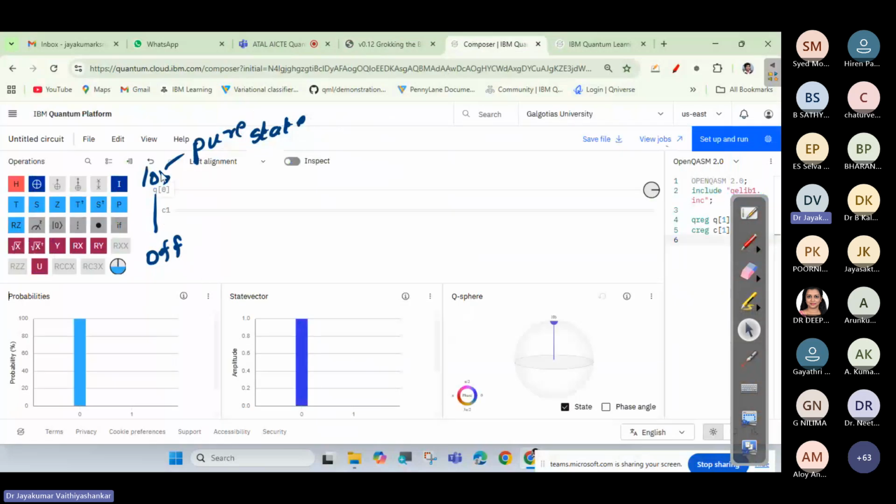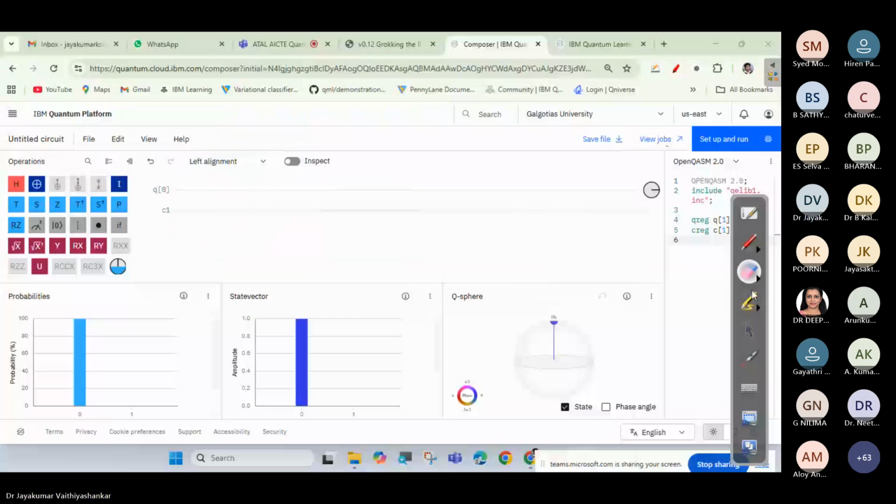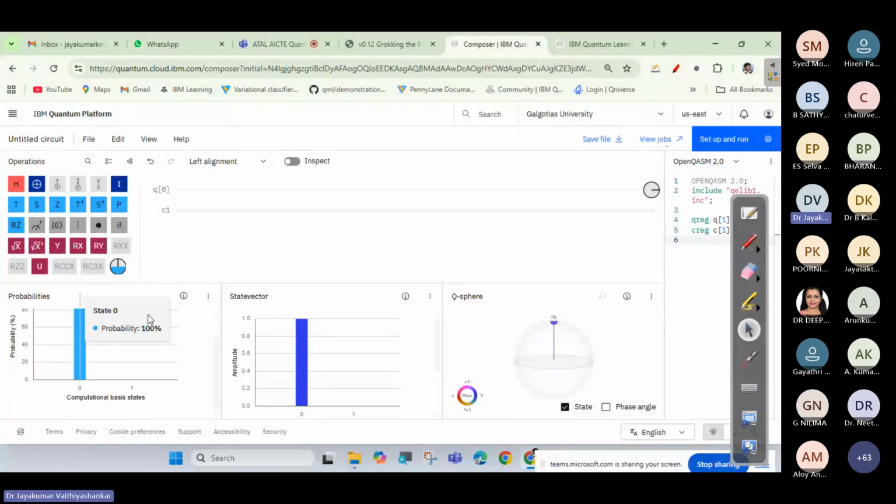So state 0 represents the off state. Off state means no power supply over here. Consider this is like an electrical wire. Now power supply is not there. All qubits are initialized to state 0 by default. Look down, this is your probability. For 0, probability is 100% because it is in state 0, the initial condition.